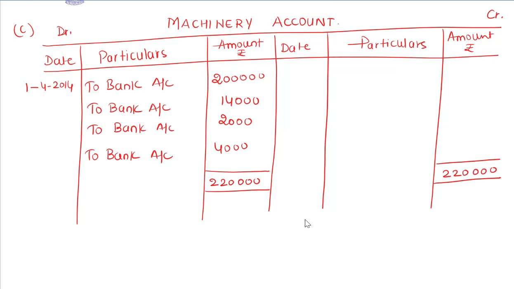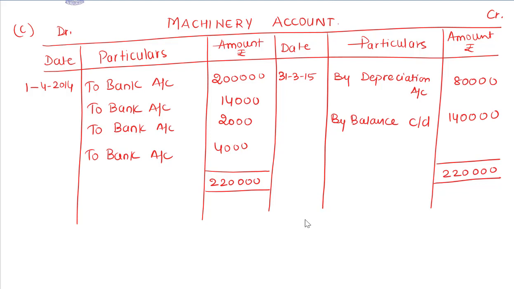Let us calculate the depreciation. 31st of March 2015, by depreciation account 80,000. By balance carried down, 2,20,000 minus 80,000, 1,40,000. We have accounted for 2014.